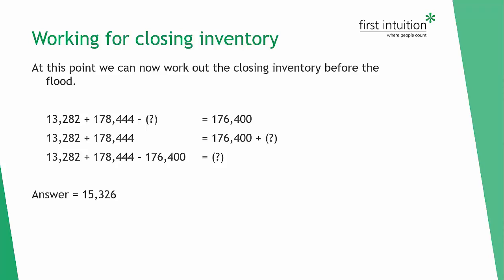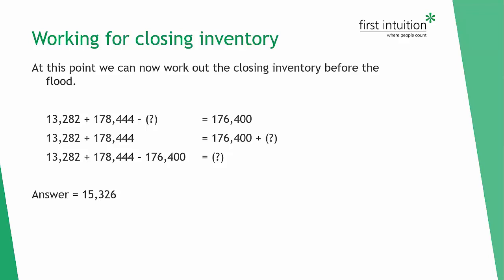But here's another tip. Always test an answer like this by going forwards. So if you do 13,282 plus 178,444 minus 15,326, make sure it does come out to 176,400. That just guards you against having muddled your method at all.